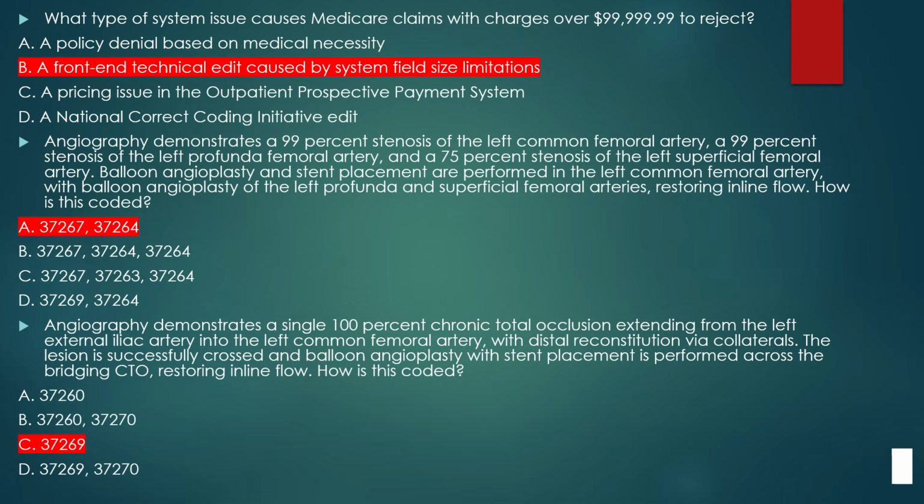How is this coded? A. 37260. B. 37260, 37270. C. 37269. D. 37269, 37270.